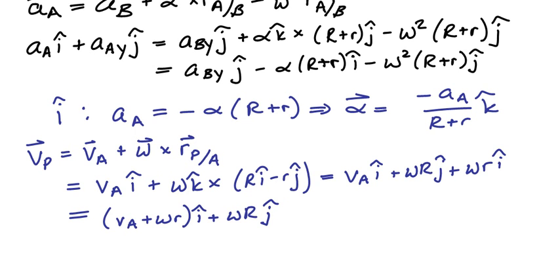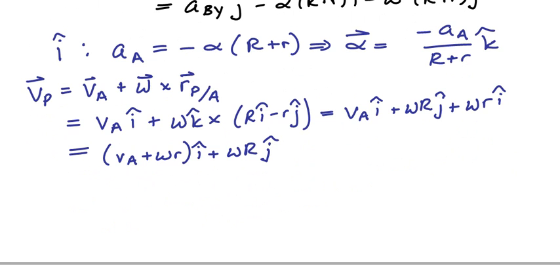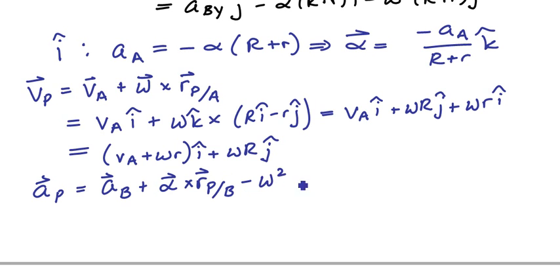Now I can do something similar with the acceleration itself. And so if we do this, we can get that the acceleration of point P is going to equal the acceleration of a point that I know on the body. In this case, perhaps maybe I'll choose point B, plus alpha cross r of P with respect to B, minus omega squared times the position vector of P with respect to B.